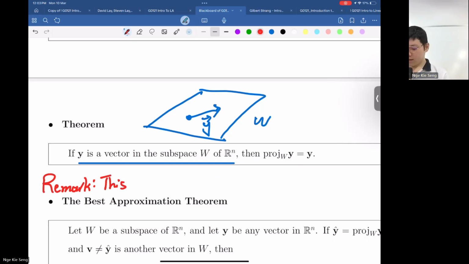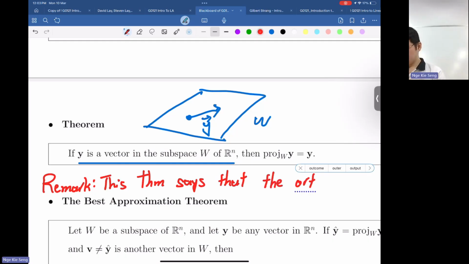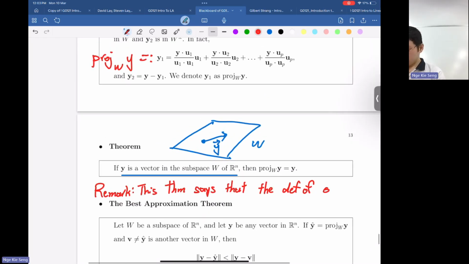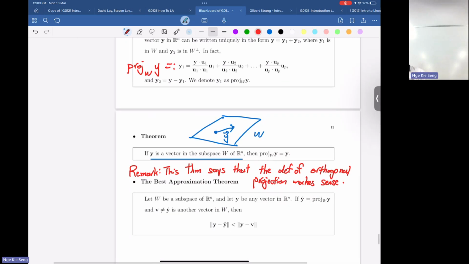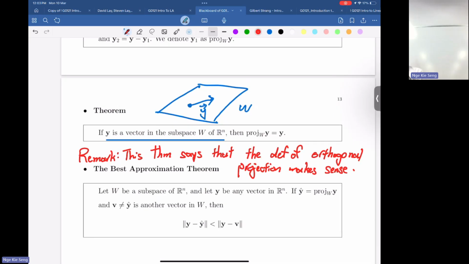If I want to put a remark here, so this theorem says that the definition of orthogonal projection makes sense. If you project to something else, don't you feel it's weird? Again, it must project to the same point because you are already inside. You shouldn't go to other places.